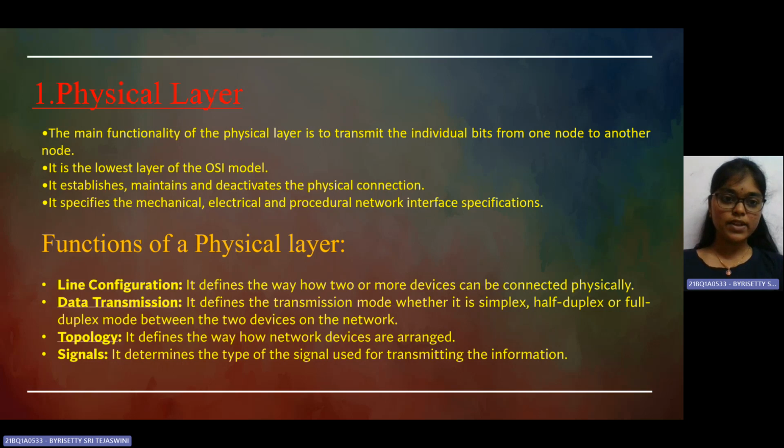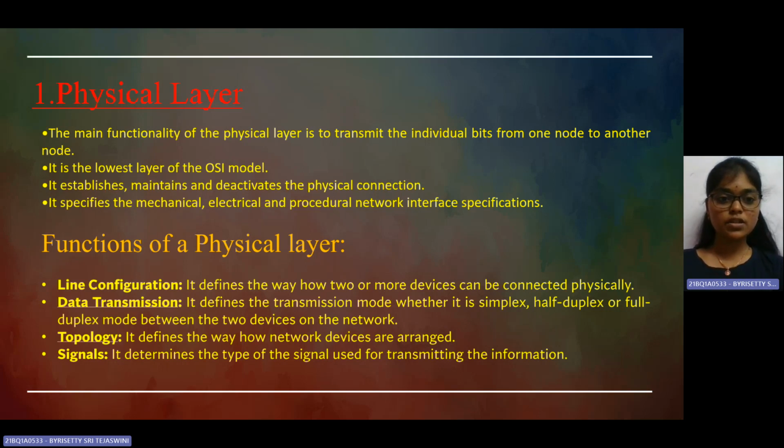It establishes, maintains, and deactivates the physical connection. The physical layer is responsible for activation and deactivation of the physical connection. It specifies the mechanical, electrical, and procedural network interface specifications. So, what are the functions of the physical layer? The functions of the physical layer are line configuration, data transmission, topology, and signals.